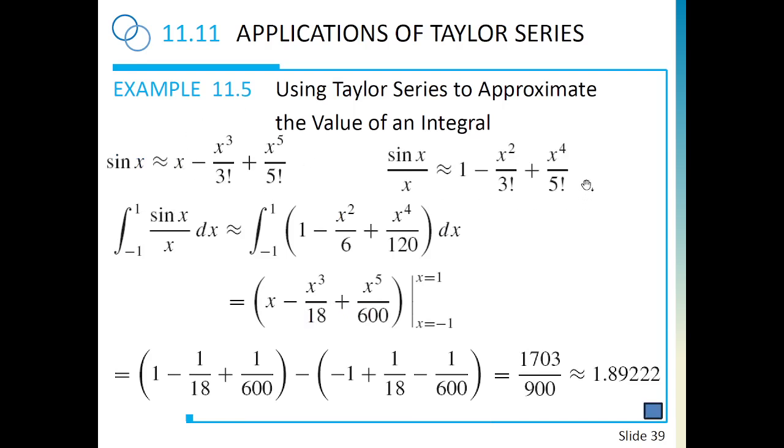And now the last step is to integrate between negative 1 and 1, so the approximation of the integral is given by the integral of this polynomial. Sine x over x is approximated by this polynomial, so we integrate the polynomial normally, and we evaluate the bounds as we normally do, and we get an approximation for the integral. So those are some of the applications of these Taylor polynomials.